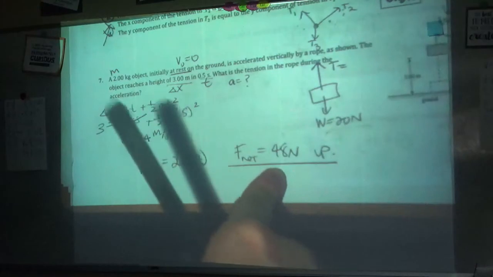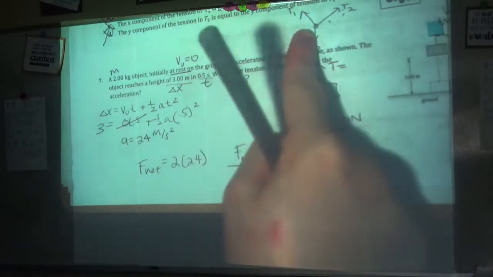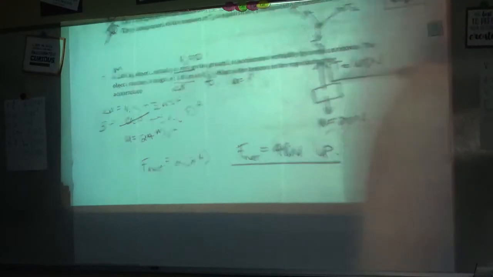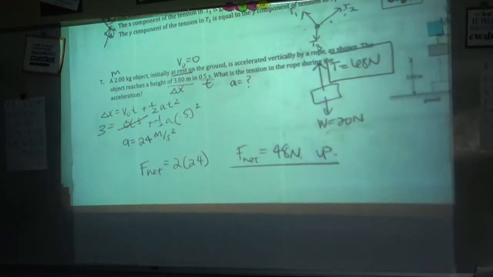Now I can say, okay, if I have 20 newtons down, that means I must have 68 newtons up to give me a net force of 48 up. So my answer was 68 newtons up.